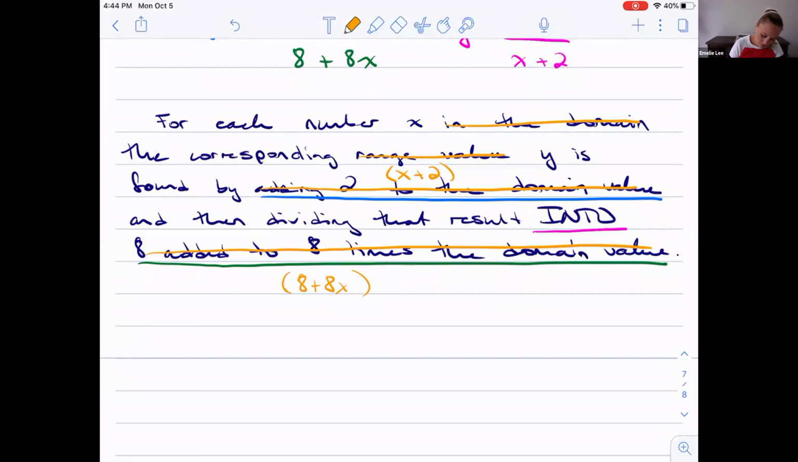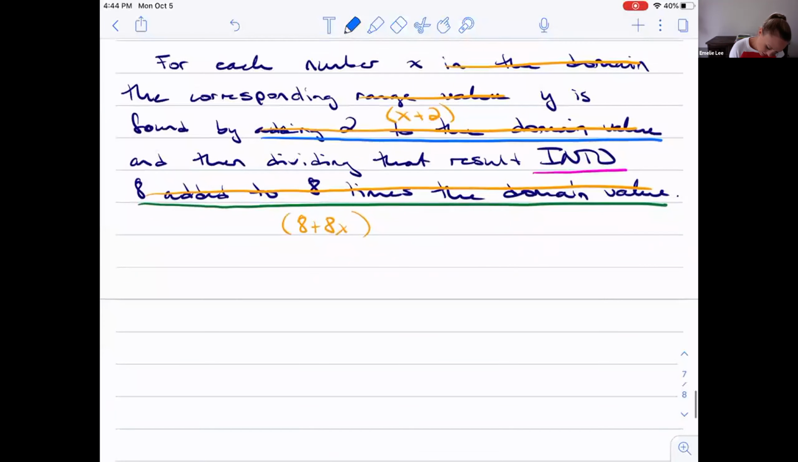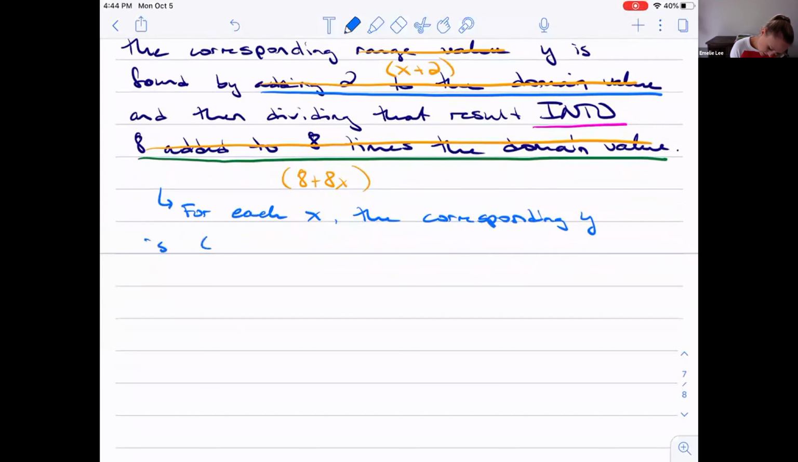So now what you've got is for each x, the corresponding y is x plus 2 dividing into 8 plus 8x. Okay. Tricky.